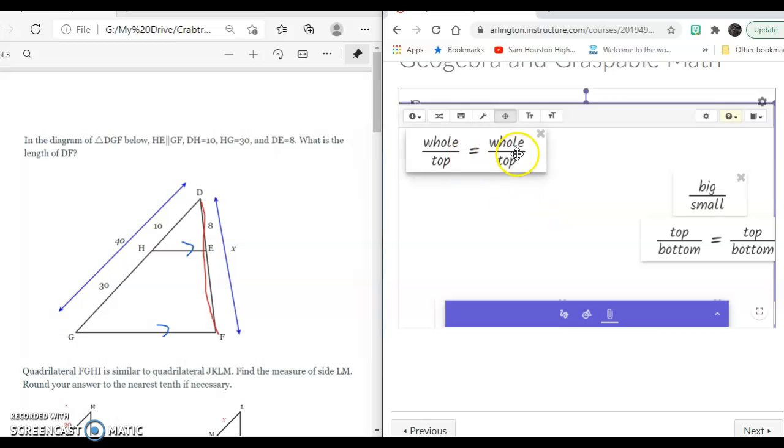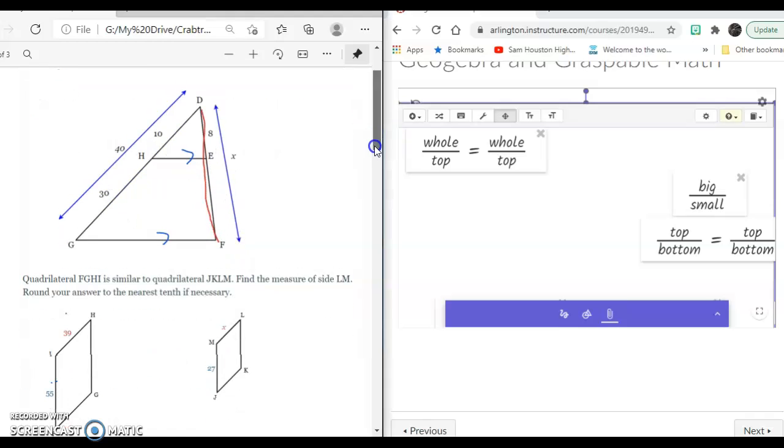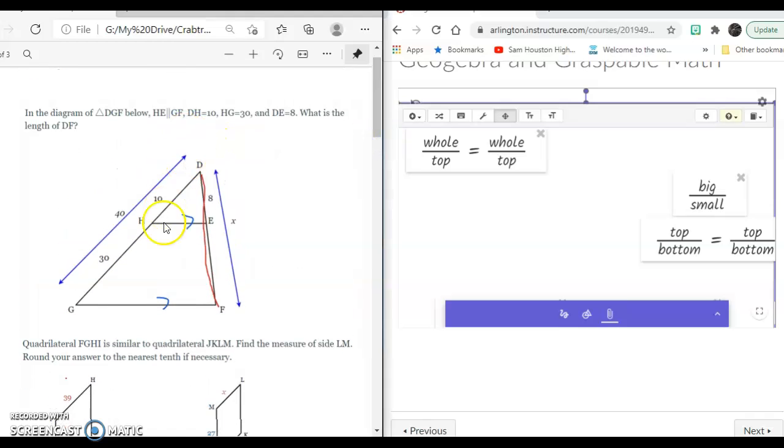I have whole to top, big to small, top to bottom, and we could also use the reciprocal of those, top to whole, bottom to top. We could use whole to bottom. Okay, as long as whatever we use on one side, we use it on the other. Okay, so let's see what we have given here. All right, we have the side splitting theorem because it gives us that those two are parallel.